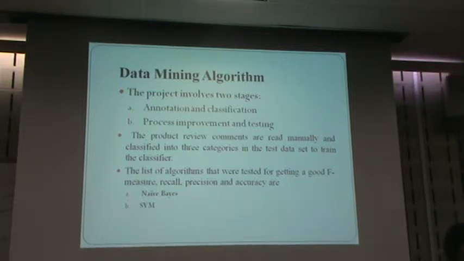So we are going to implement two different classification algorithms, Naive Bayes and SVM. Basically, you don't have to read through the entire set of reviews to get to know about a particular product. It is really tedious. The comments will be mixed, right? You'll have positive and negative, and you won't be able to find the overall comment. So for that we are mainly focusing this project. It involves two stages: annotation and classification, and then process improvement and testing the results.